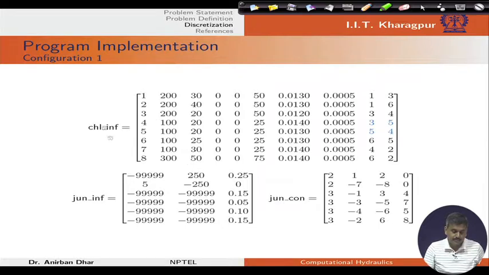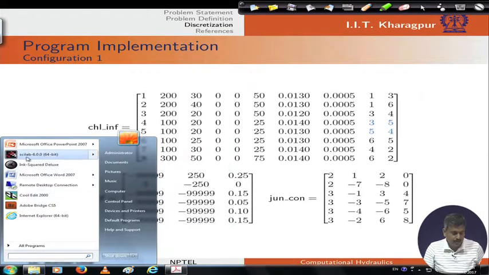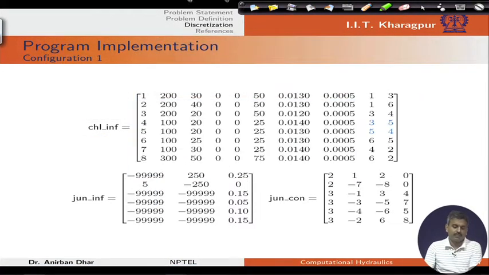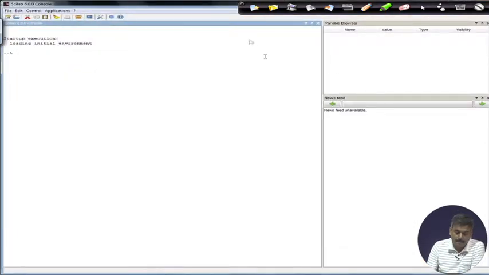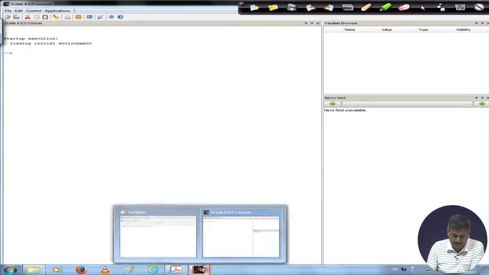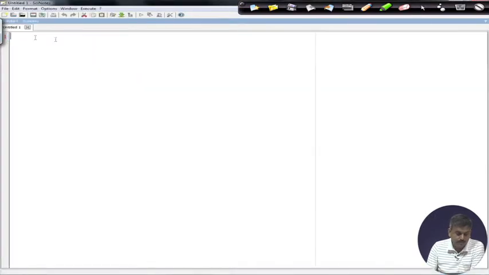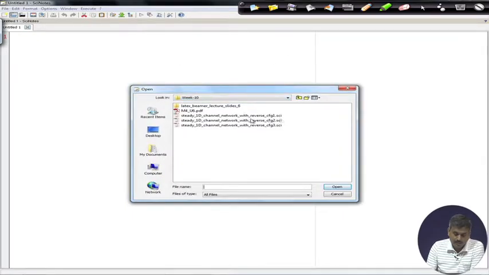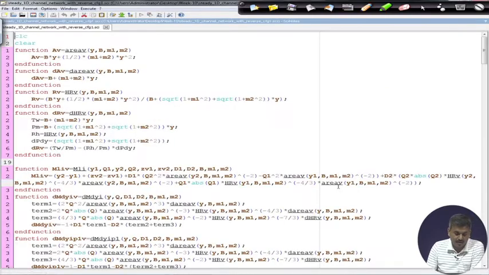If I consider this condition, now in this case, if I open my Scilab, I can open this CFG steady 1D channel network with reverse CFG 1, that is configuration 1, which is the base configuration.